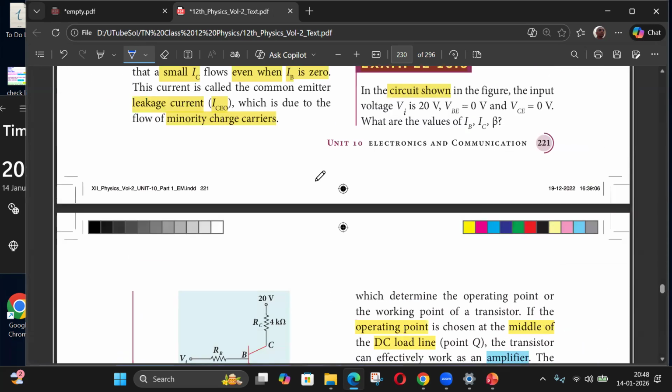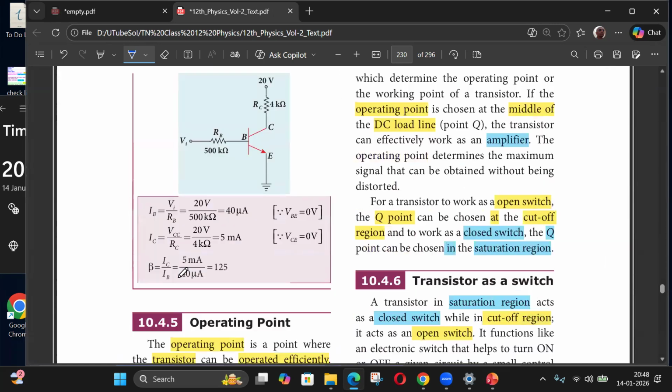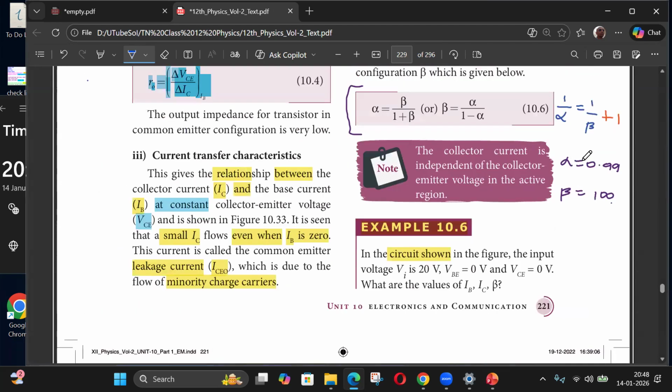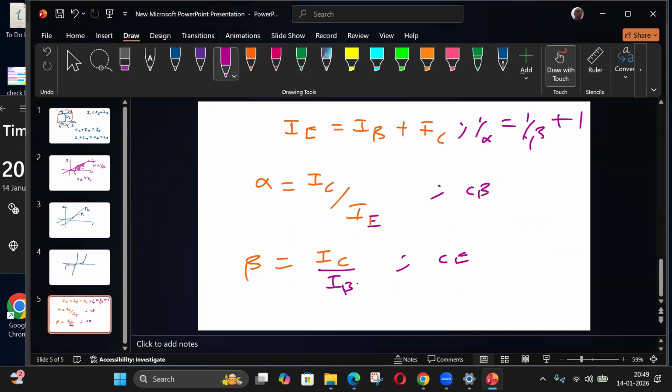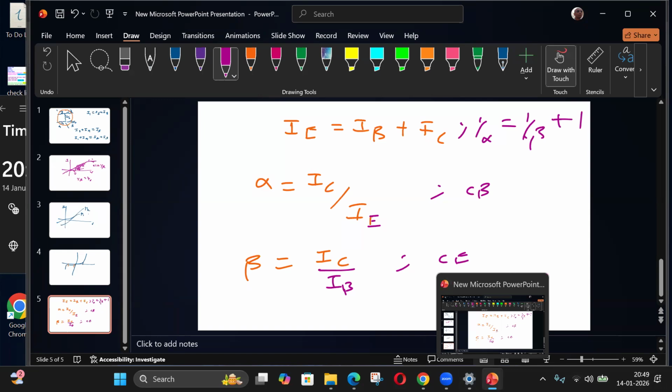For example, in this one, alpha is not given. Beta is 125, so alpha will be correspondingly different. But one thing is always true, alpha is close to 1 and beta is large, because beta is IC by IB. IB is small current, IC is big current, even IE is big current, but IE is more than IC. So IC and IE are close. So alpha is close to 1, but less than 1. Beta is large.